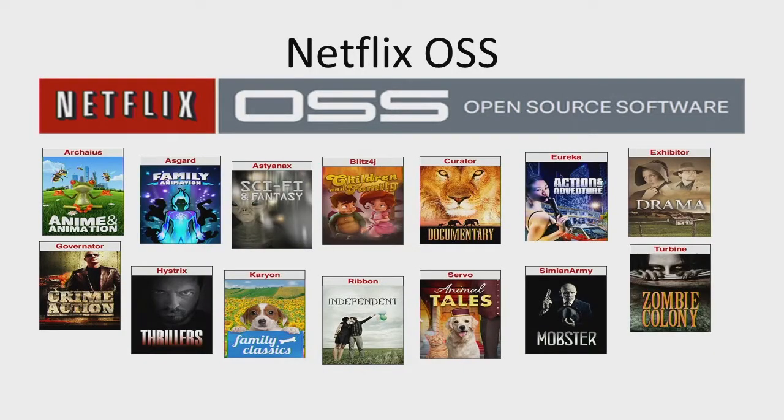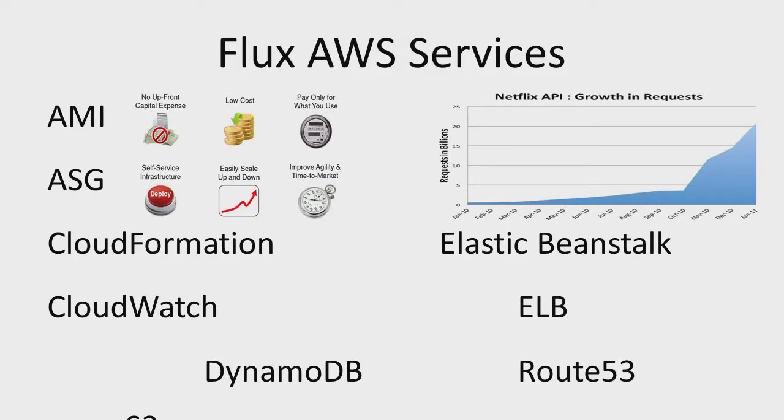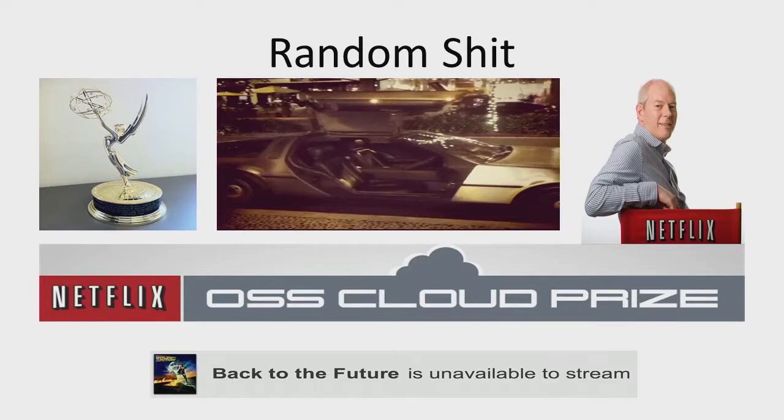So these are all the projects that we're going to talk about a little bit. These are the core ones I focused on. There are many other ones, but it's hard to get all of them into one project. And these are the Flux AWS services I'm using. What's interesting is that the graph on the right is from the same day Netflix converted over to the cloud and did the iPhone launch, which is really interesting. It was a big risk, but they did it.